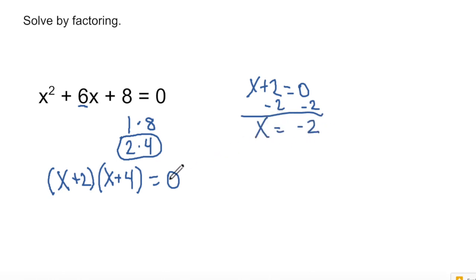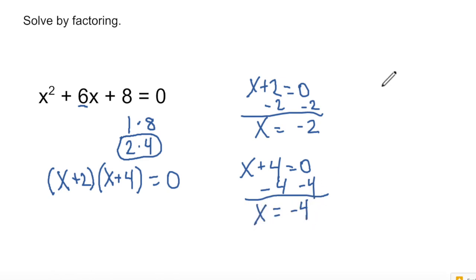So that's one solution, and then x plus 4 equals 0. We subtract 4 from both sides, and we get x equals -4. So our solution set is x equals -4 and -2. I'll write -4 first since it's smaller. So that's our solution set for this quadratic equation.